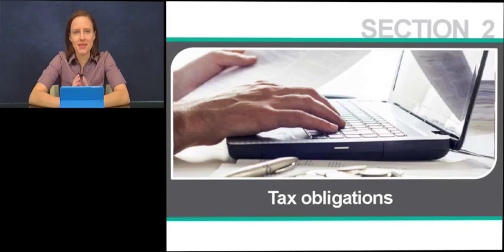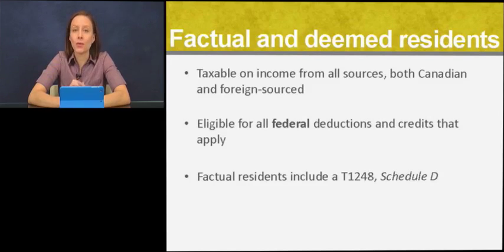Let's continue with Section 2 and talk about tax obligations. Both factual and deemed residents are taxed on worldwide income, that is Canadian sourced and foreign sourced income. Also, they are eligible for federal credits and deductions as they would be if they were resident. If you're completing a provincial or territorial form with your return and you are a factual resident of Canada, complete Schedule D and attach it to your return.